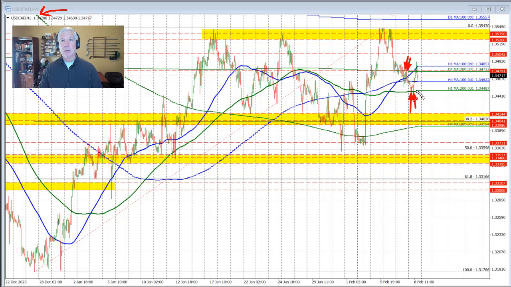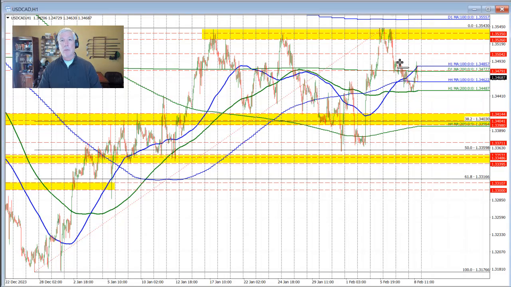Once we couldn't get below it, the sellers turned to buyers, and we started to rotate back to the upside. That move got back above the 100-bar moving average on the 4-hour chart. It also got above the 200-day moving average at 1.3477, and the rising 100-hour moving average as well.